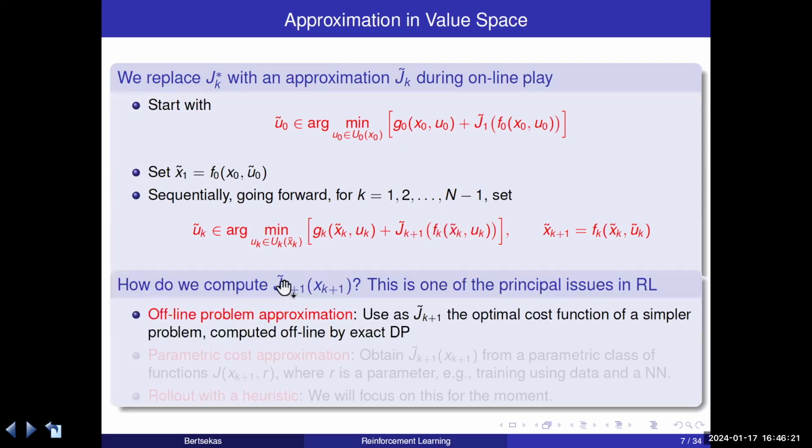Of course, the question arises, how do you get this J tildes? This is one of the principal issues in reinforcement learning. We're going to be talking about it extensively in this course. Let me give you some ideas.